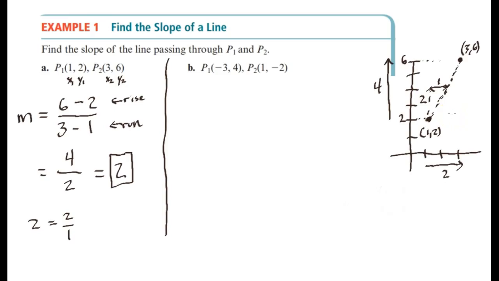All right, we have two different points for part B. We have the points -3,4 and 1,-2, but we're still trying to find the slope of these two points. So I'm going to draw a separate picture, and in this case we need the entire four quadrants of the Cartesian plane, because we have diagonal coordinates that we're using. So we have the point -3,4.